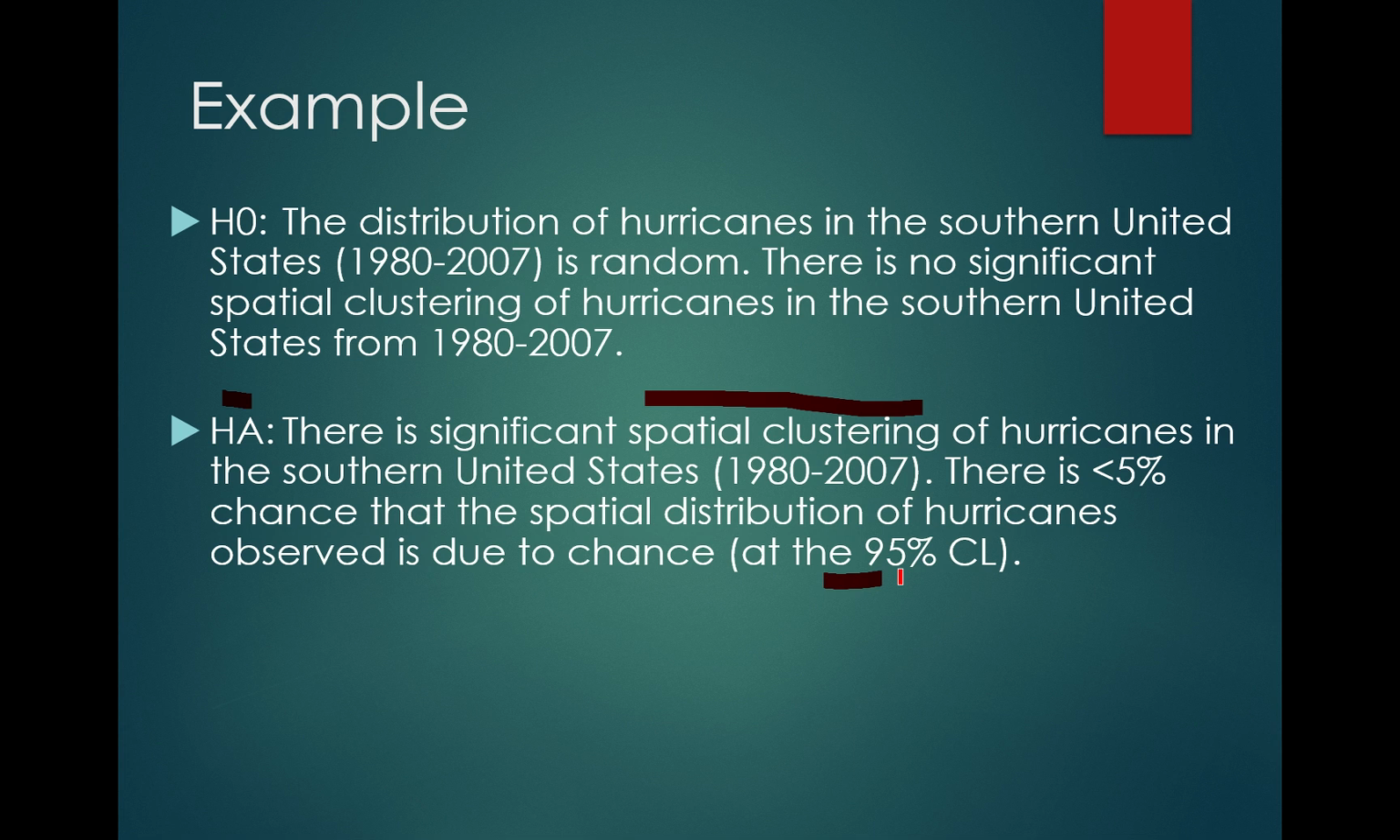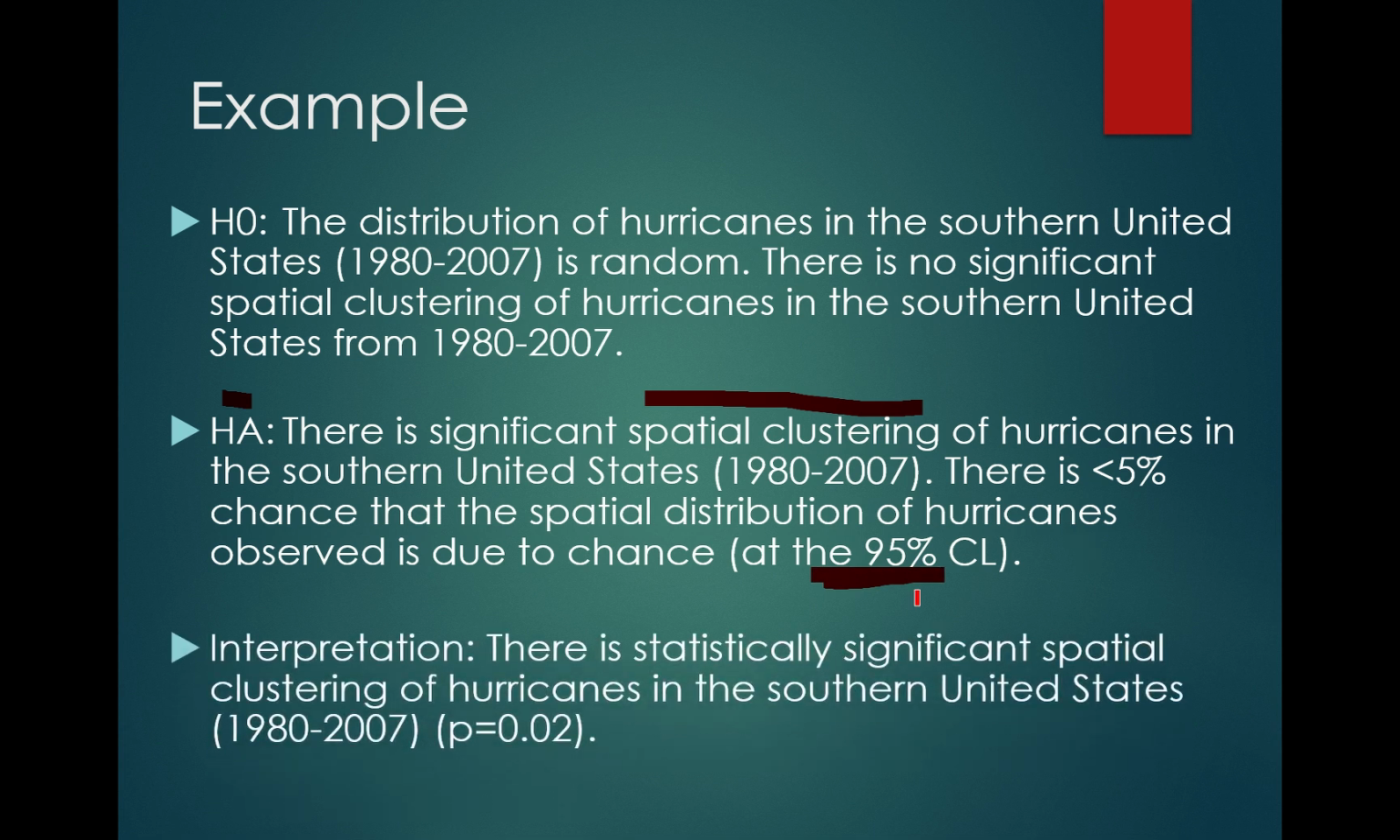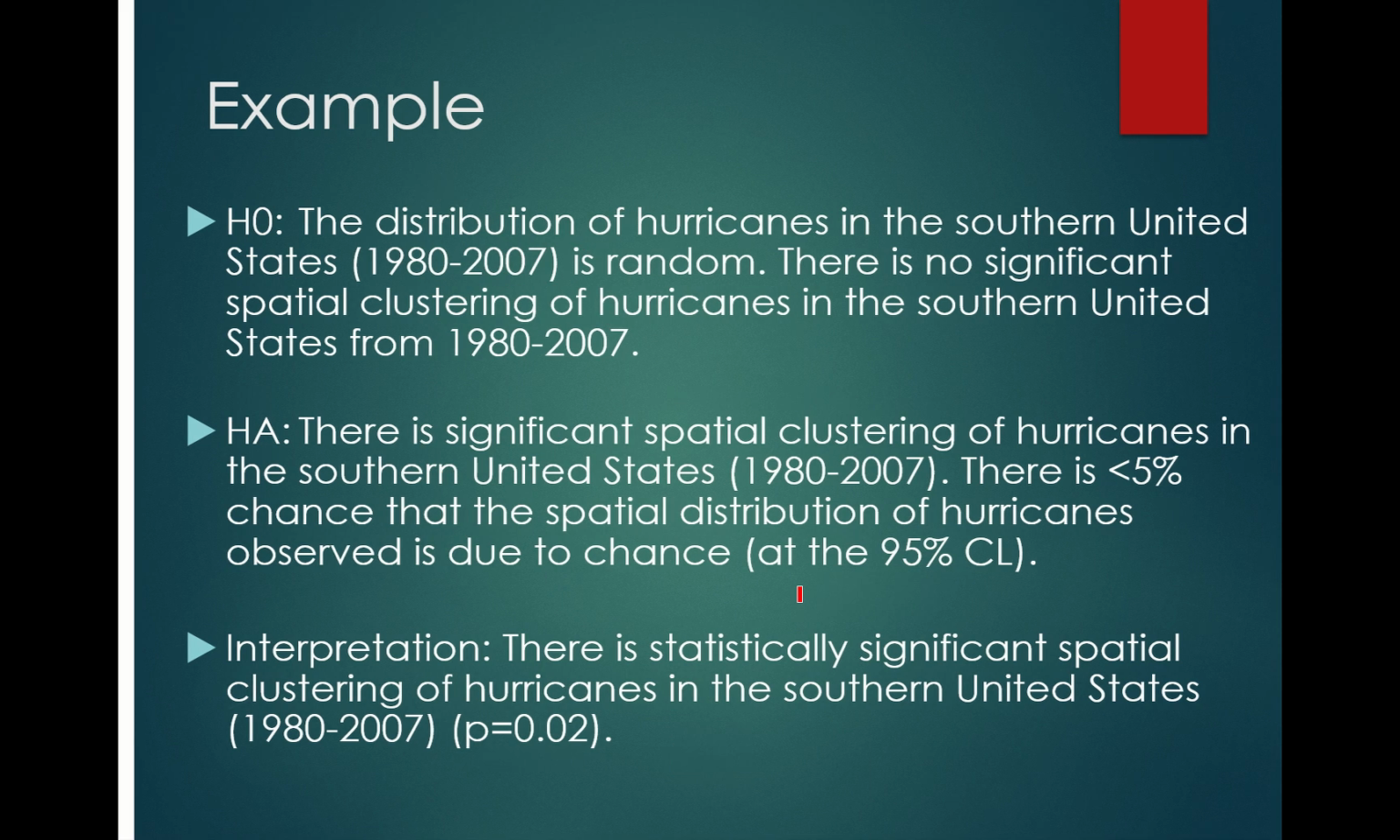Imagine you set your test to be at the 95% confidence level. And then based on your results that I showed in the last slide, with a p-value of 0.02, for a 95% confidence level, you're going to have an alpha level of 0.05. So this is where we have a p-value less than your alpha level. So you're going to reject your null hypothesis and go with your alternative hypothesis that there is significant spatial clustering of hurricanes across the southern United States over that time period.